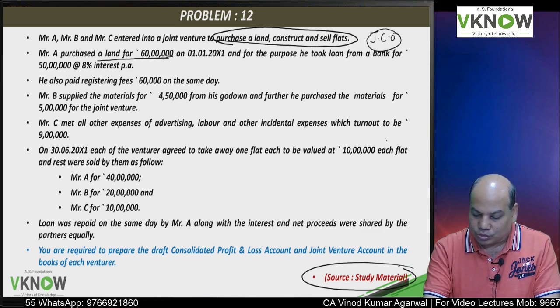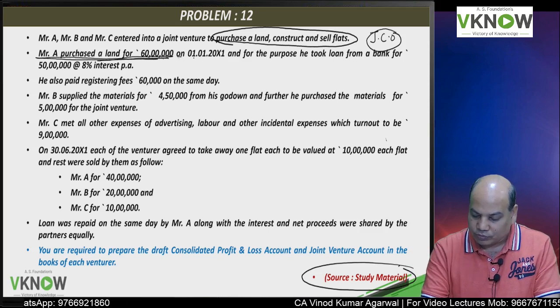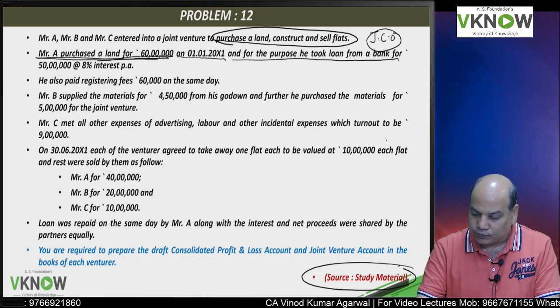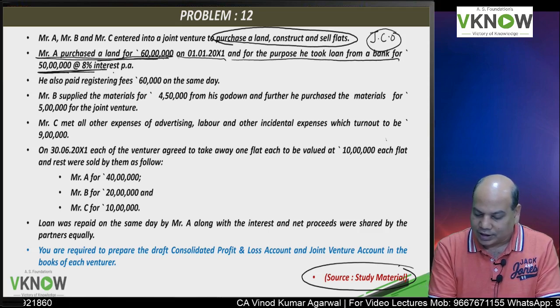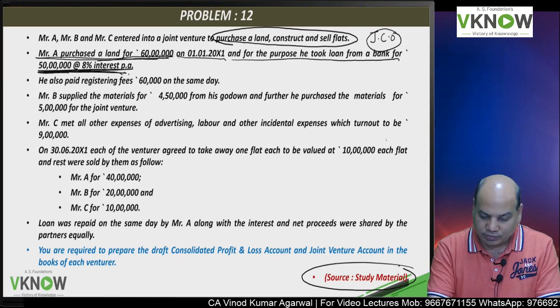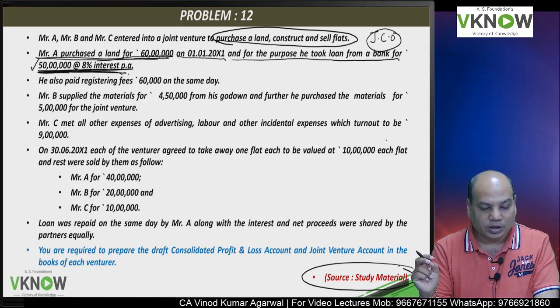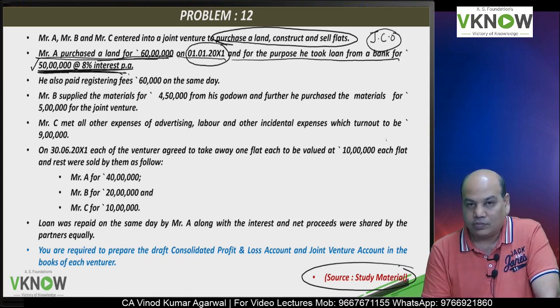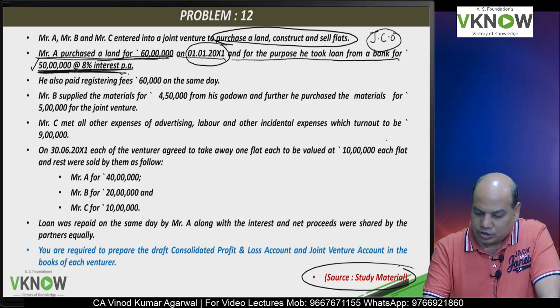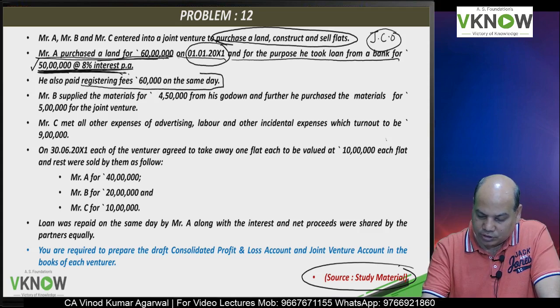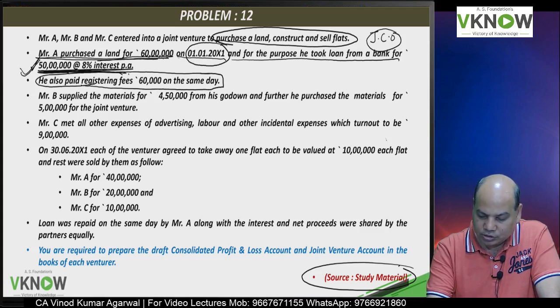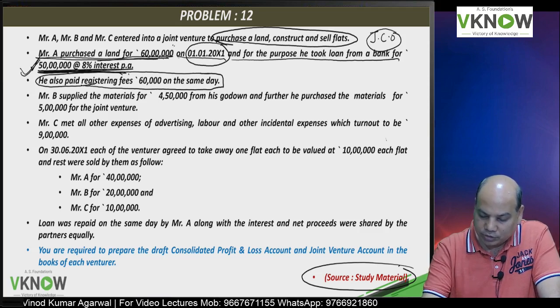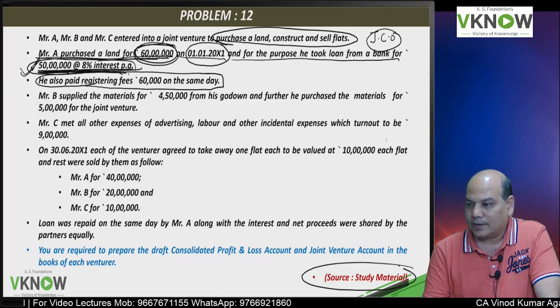So A's duty is to go and buy land from the market on 1/1/2000, and for this purpose he took a loan from a bank for rupees 50 lakh at 8% interest. You will have to compute interest on 50 lakh at 8% per annum, and this activity started on 1st January 2001. He also paid registration fees of 60,000 on the same day. So these are the transactions of Mr. A. He purchased land for 60 lakh, but the loan taken was 50 lakh.